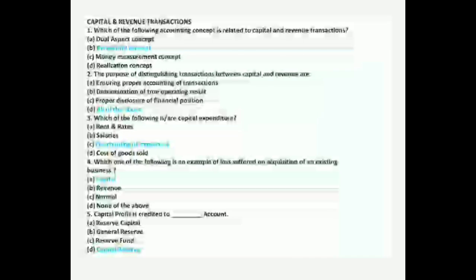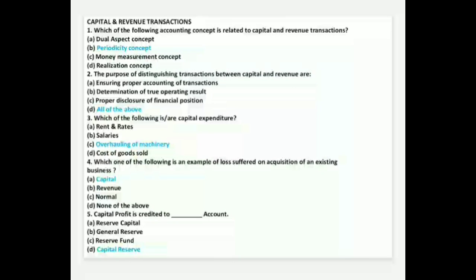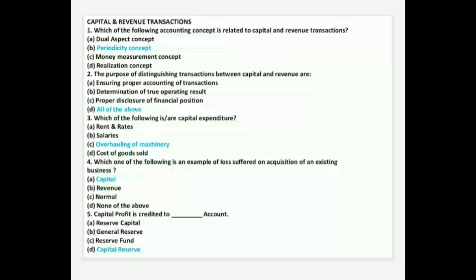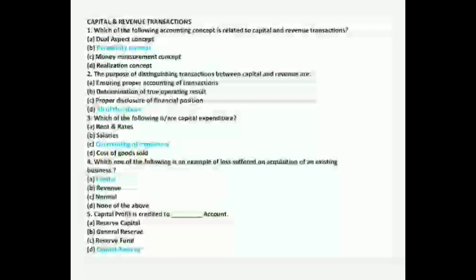The first question is, which of the following accounting concepts is related to capital and revenue transactions? The options are dual aspect concept, periodicity concept, money measurement concept, or realization concept. B is the correct answer, the periodicity concept. I repeat, which of the following accounting concepts is related to capital and revenue transactions?